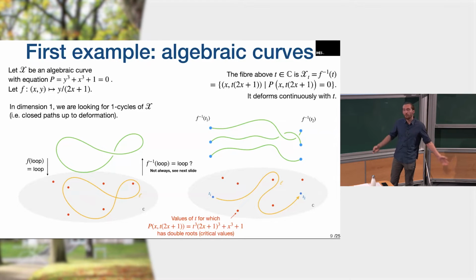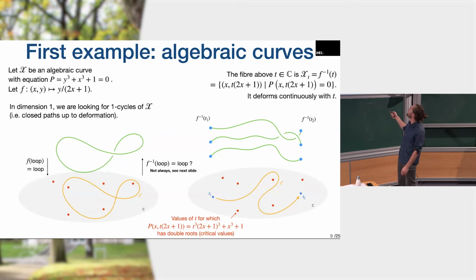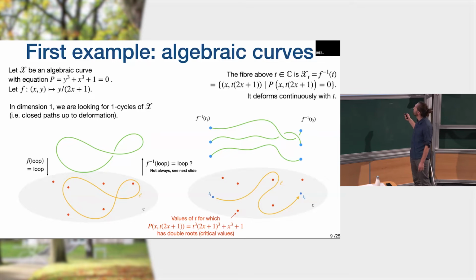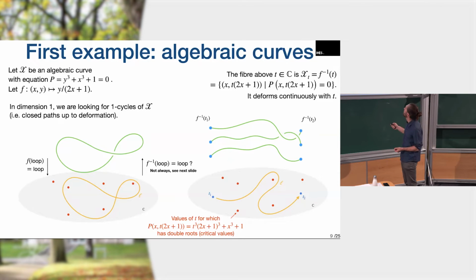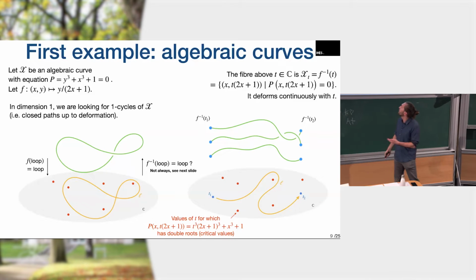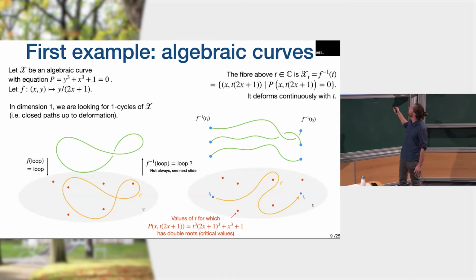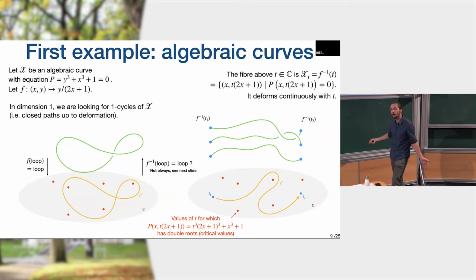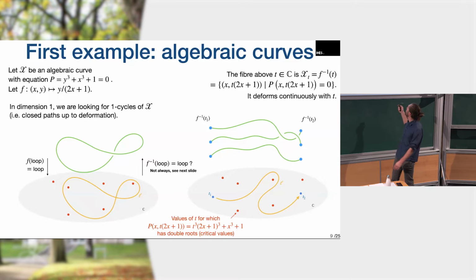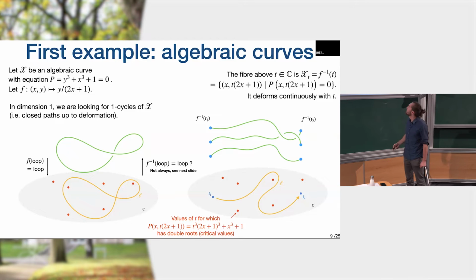To understand if this is possible, it might be wise to first not necessarily look at loops, but at paths in general. So the question is, I have a path downstairs, can I always lift it into a path upstairs? For this, you look at what the fiber above a given point downstairs is. The fiber is y over 2x plus 1 equal to t, so y is equal to t times 2x plus 1. You just replace y by this in your polynomial equation, and you realize that the fiber is precisely 3 points, where t is fixed, parameterized by the roots of this polynomial equation of degree 3 in x.